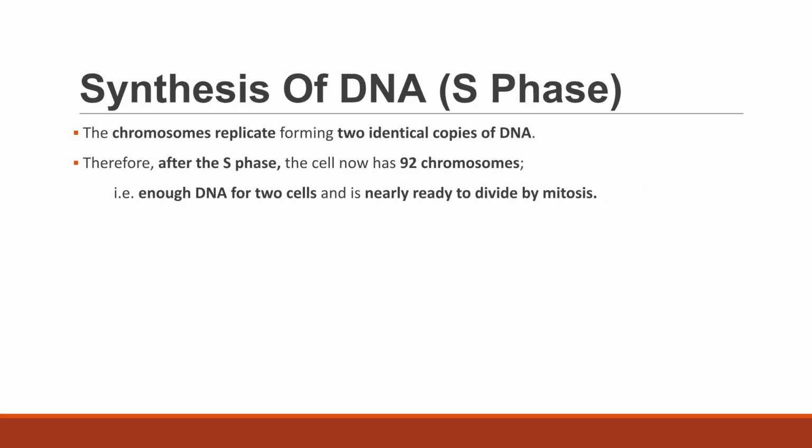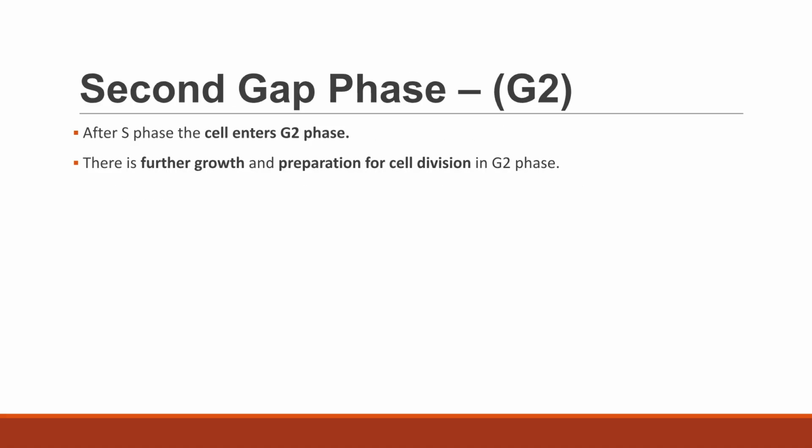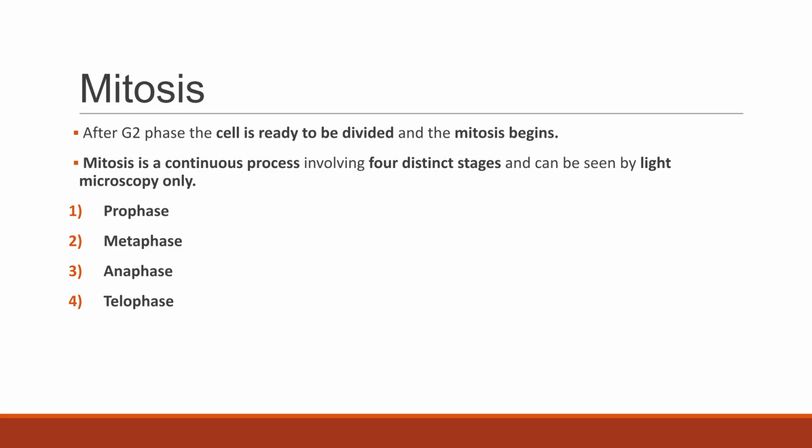During the synthesis of DNA, or S phase, chromosomes replicate, forming two identical copies of DNA. After the S phase, the cell has enough DNA for two cells, nearly ready for division by mitosis. The second gap phase, or G2, occurs after the S phase. In G2, there is further growth and preparation for cell division. After the G2 phase, the cell is ready to divide, and mitosis begins.